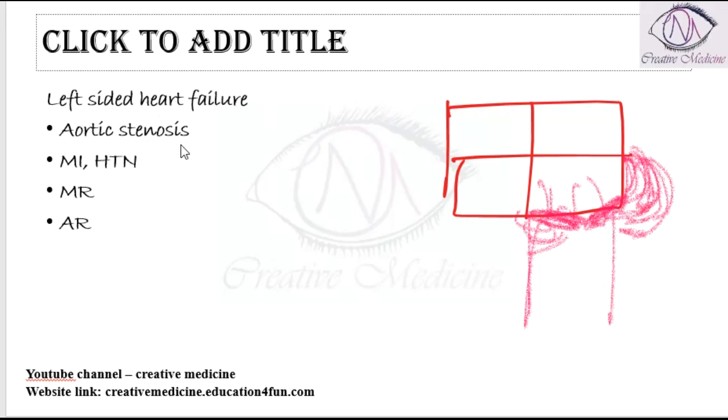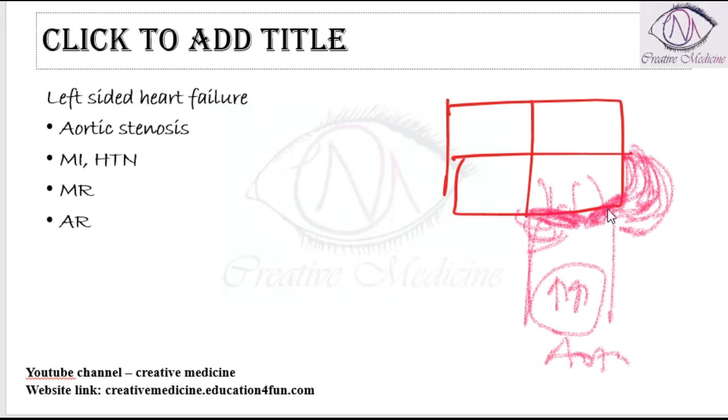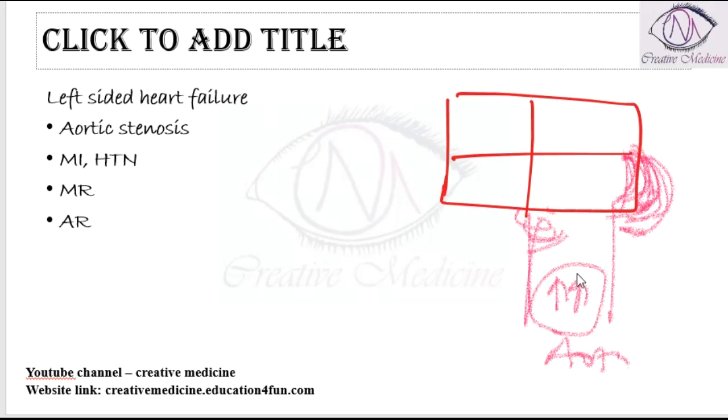Hypertension is almost similar. In hypertension there is increased pressure mainly in the aorta, and the aortic valve is completely normal, but the problem is in the aorta. So in order to pump the blood into the aorta, the left ventricle has to work hard, thus it undergoes hypertrophy. Similarly, in aortic regurgitation also there is left ventricular hypertrophy. In mitral regurgitation also there is left ventricular hypertrophy, thus resulting in left-sided heart failure.